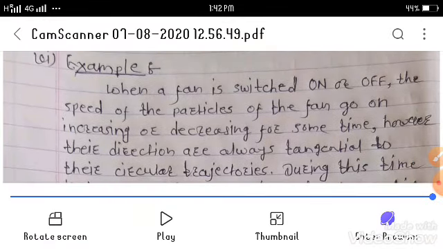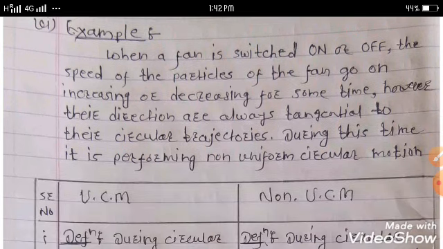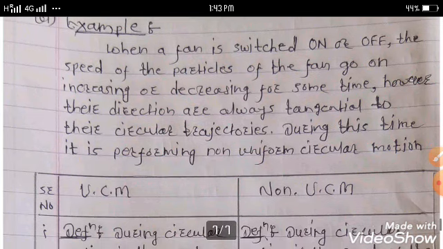Example of non-uniform circular motion: when a fan is switched on or off, the speed of the particles of the fan goes on increasing or decreasing for some time. However, their direction is always tangential to their circular trajectory. During this time, it is performing non-uniform circular motion. When a fan is switched on or off, this is the best example of non-uniform circular motion.